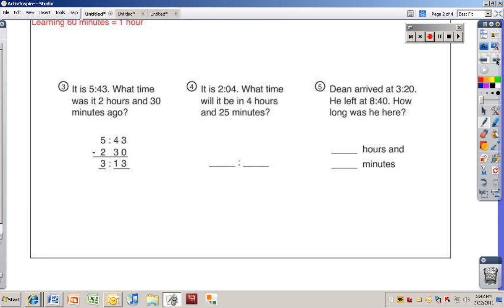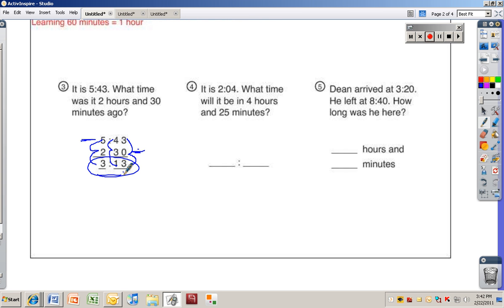Here are some problems to try. It is 5:43. What time was it 2 hours and 30 minutes ago? All right, so if it's 5:43, 2 hours and 30 minutes ago, we're subtracting because we're going backwards in time. All you have to do is a simple subtraction problem. 3 minus 0 is 3, 4 minus 3 is 1, and 5 minus 2 is 3. So it was 3:13, 2 hours and 30 minutes ago. Why don't you go ahead and pause the video, try numbers 4 and 5, turn it back on when you're ready to see the solution.